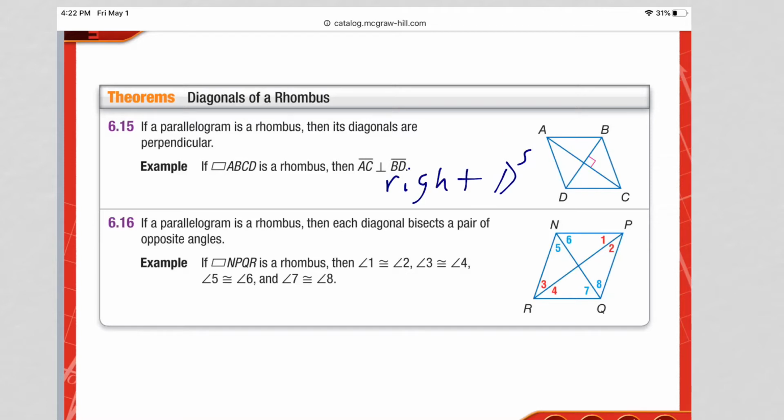And then the other thing that we know about the diagonals is they bisect the opposite angles. So what that means is angle 5 and 6 here are the same measure, and angle 7 and 8 are the same measure. So basically all of these blue angles here are the same measure, and same with the red ones. So these two angles, 3 and 4, are the same, and 1 and 2 are the same, which in turn makes all these red angles the same. So all the angles across from each other are going to be congruent.